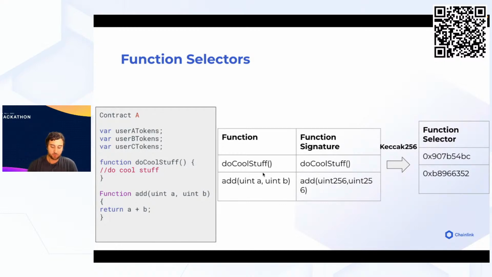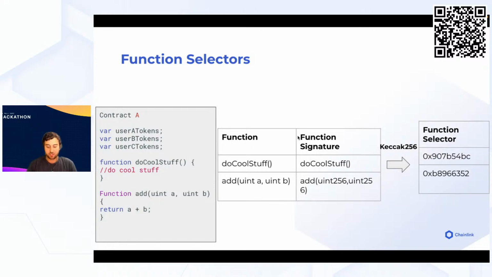And you'll notice also that in the function signature, the argument names, the parameter names, aren't there. So we don't have A and B referenced here. And if you're wondering where the 256 came from, uint automatically defaults to uint256, right? So these 2 are equivalent.